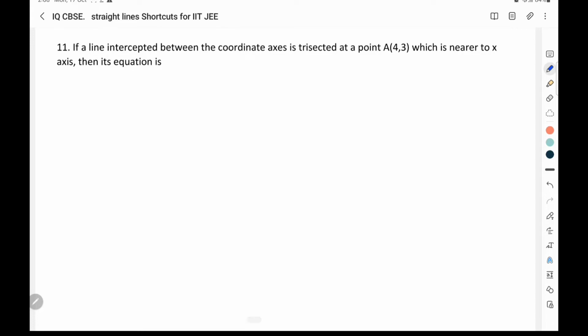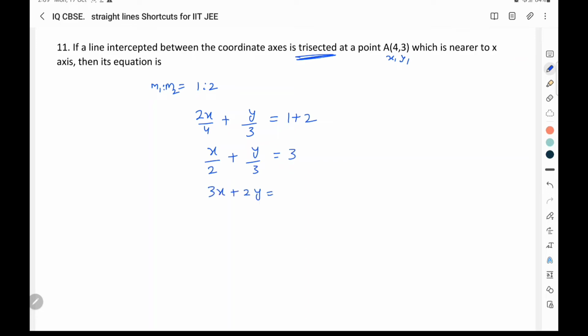Next one. If a line intercepted between coordinate axes is trisected, before, the problem was bisected, here it is trisected. So I will take m1 : m2 as 1 : 2. Our point is the same, x1, y1, that won't change, right? So 2x by 4 plus y by 3 is equal to 1 plus 2. Again LCM. Here this is x by 2 plus y by 3 is equal to 3. Now LCM. 3x plus 2y is equal to 3 into 6, that is nothing but 18.